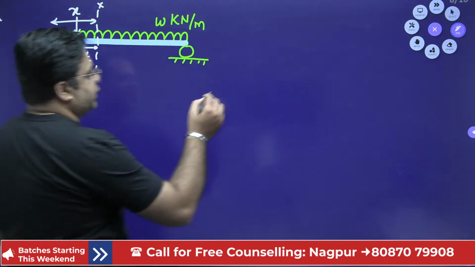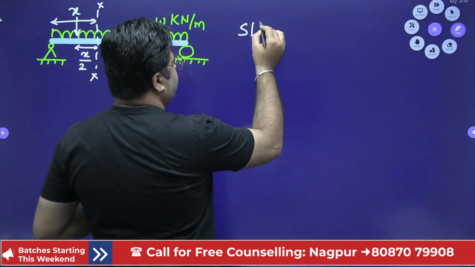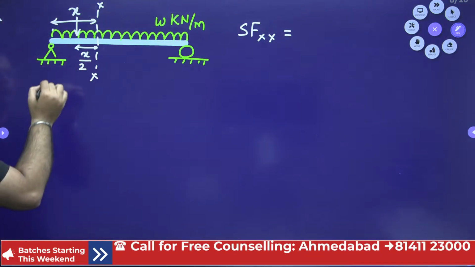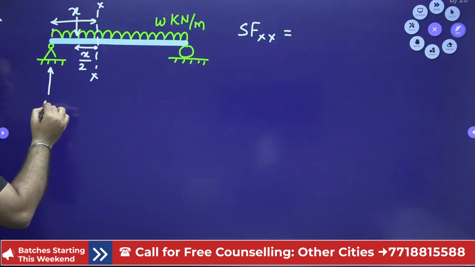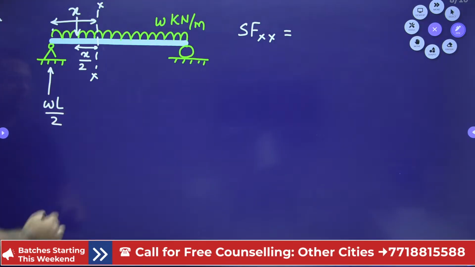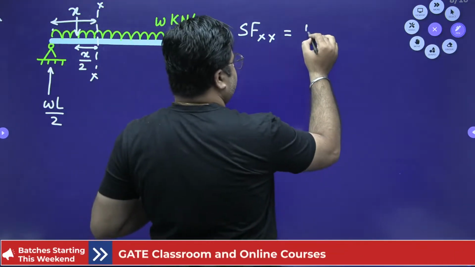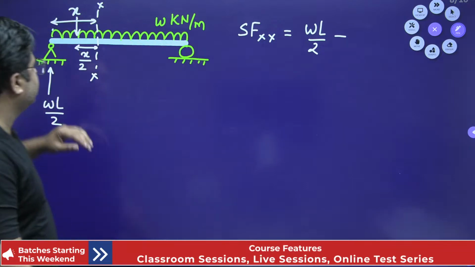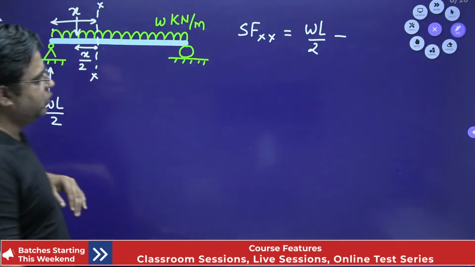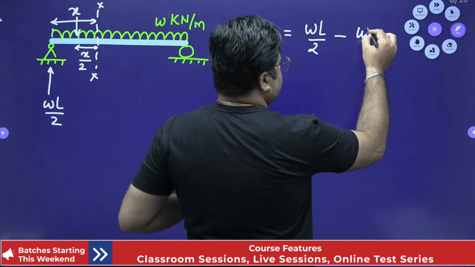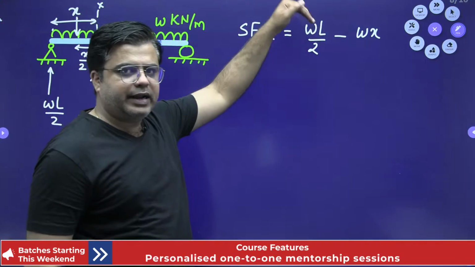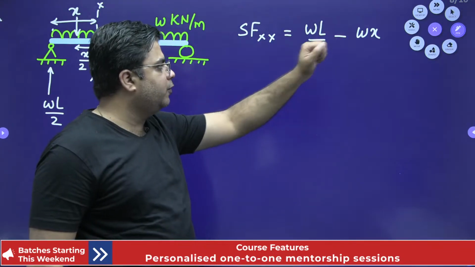So the shear force equation at section XX, first of all, you have this WL by 2, this is RA, and this is acting in the upward direction, so plus. So WL by 2, this is plus. Then you have minus W into X, this load. As you can clearly see, this is the equation of a straight line with the negative slope of minus W.